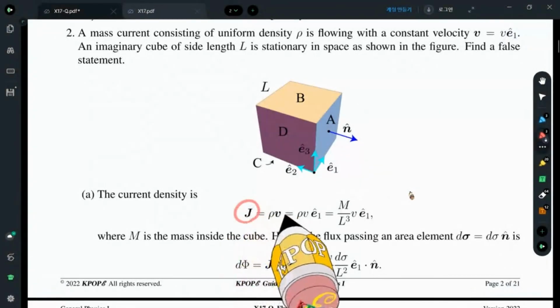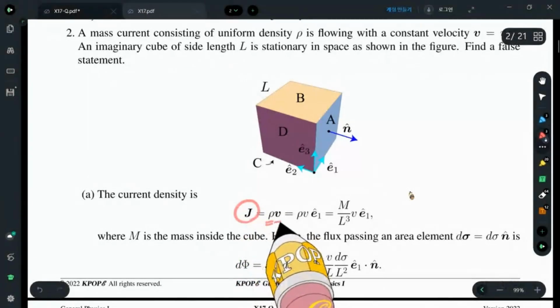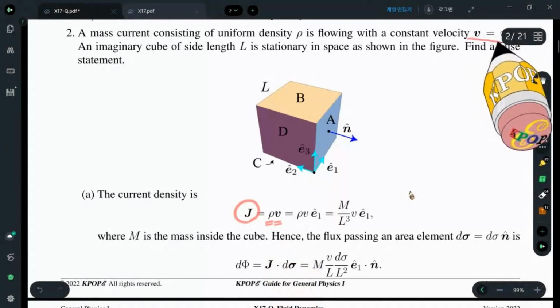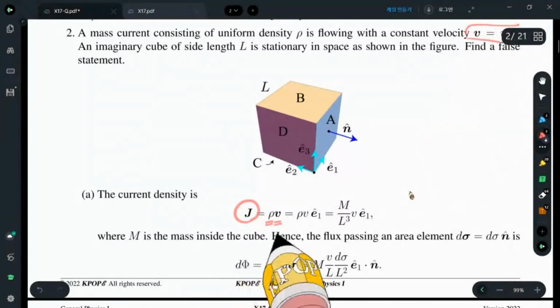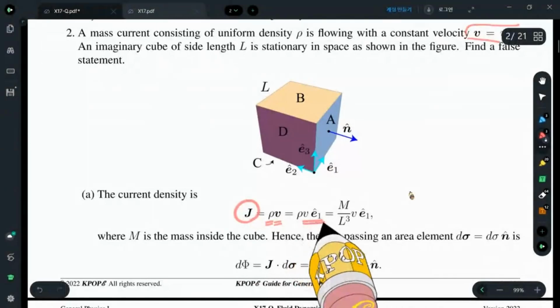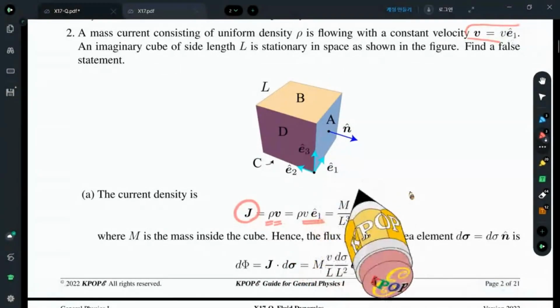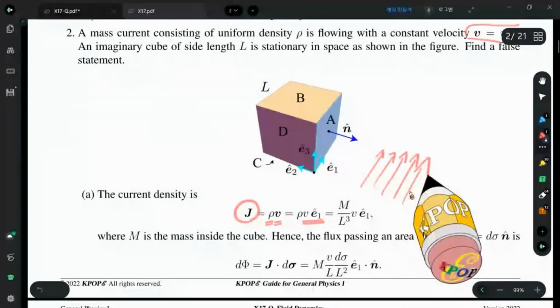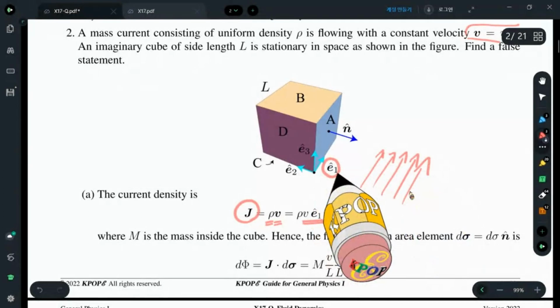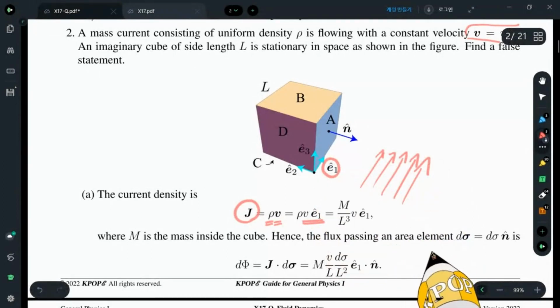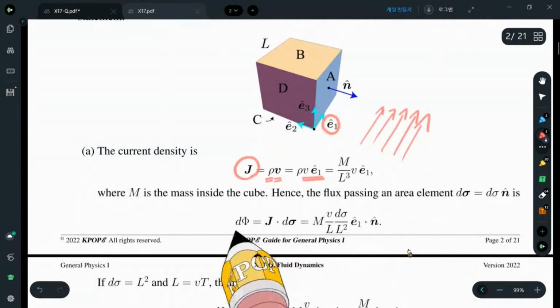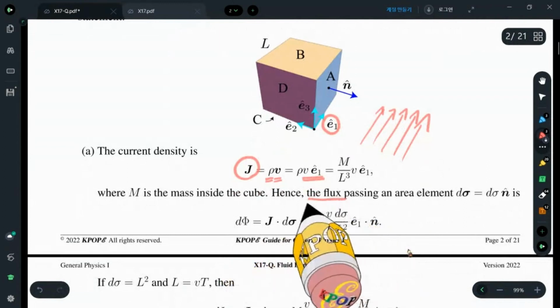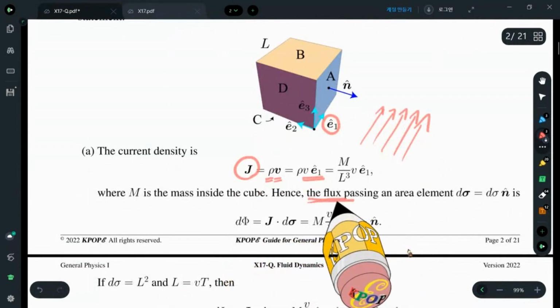By definition, the current density is the mass density multiplied by velocity. And in here, the velocity of the flow is fixed along the x-axis. There is a uniform current density along the e1. All right. We compute the flux. We compute the infinitesimal flux.